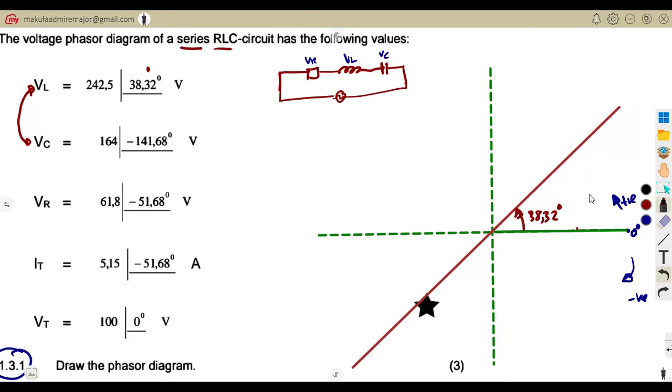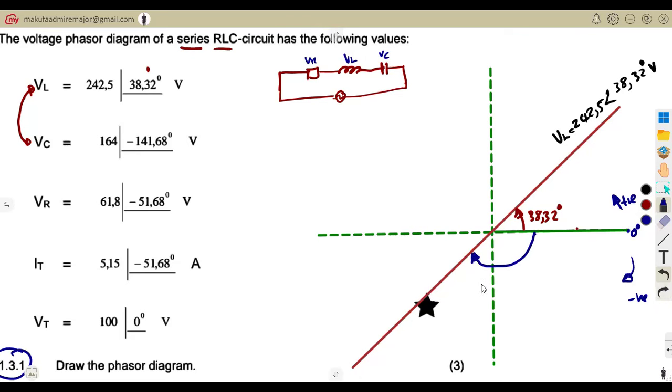So it means our VL, which is positive, is the one that you're indicating here. So that's our VL, 242.5, and the angle there was 38.32 degrees. All right. So the one that is now left out from the same horizontal axis as our reference axis, but going this side, as I said, negative angles will be on this other side.